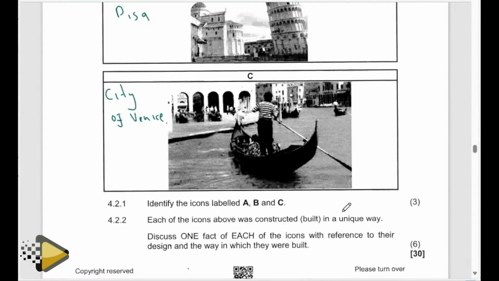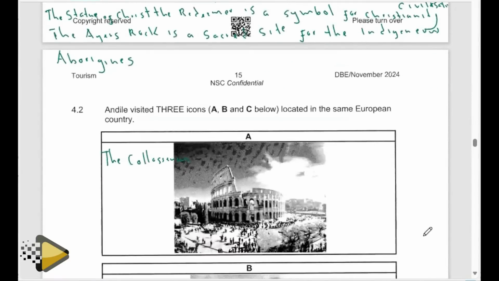So each of the icons was constructed or built in a unique way. Discuss one fact of each of the icons with reference to their design and the way they were built. So starting with the first one, the Colosseum, that was the greatest arena or amphitheater in ancient Roman times, which was built during the time of the Roman Empire.